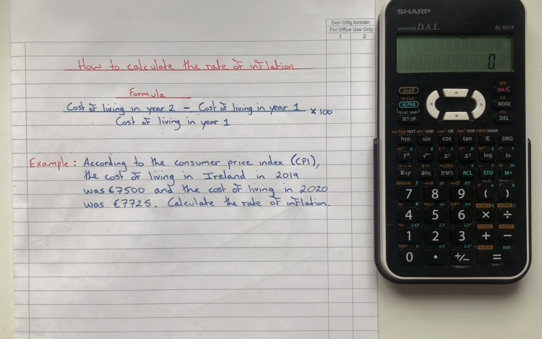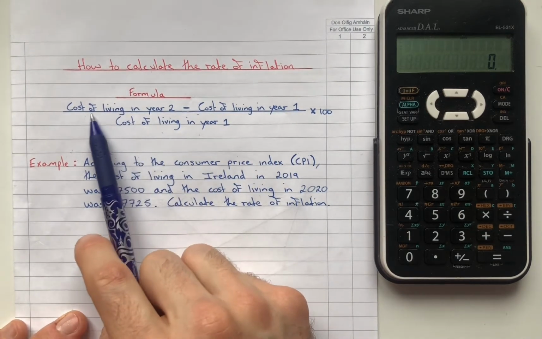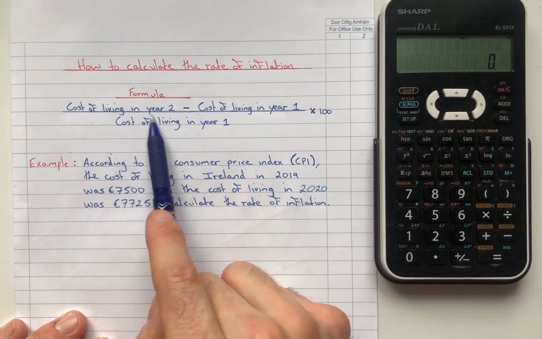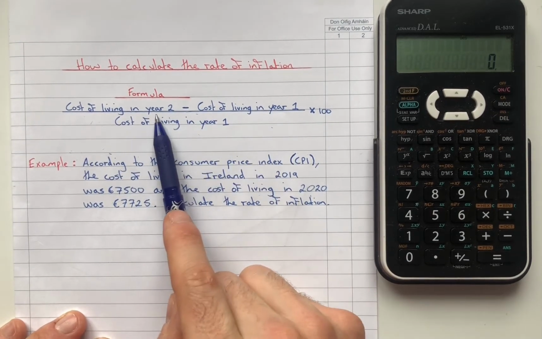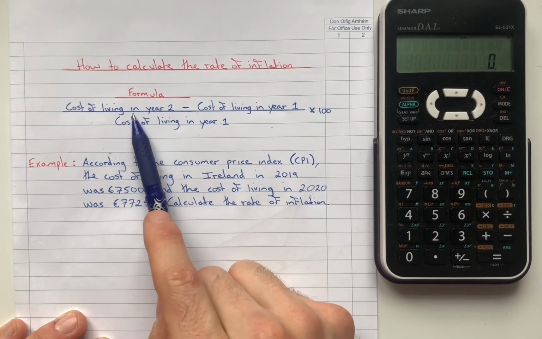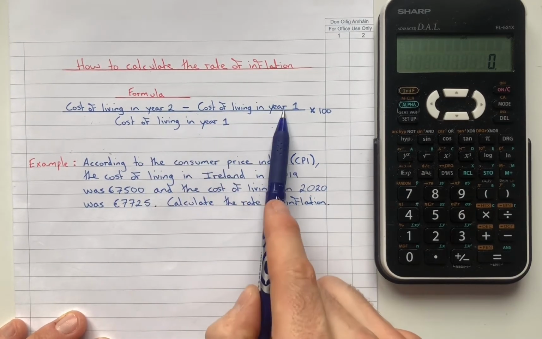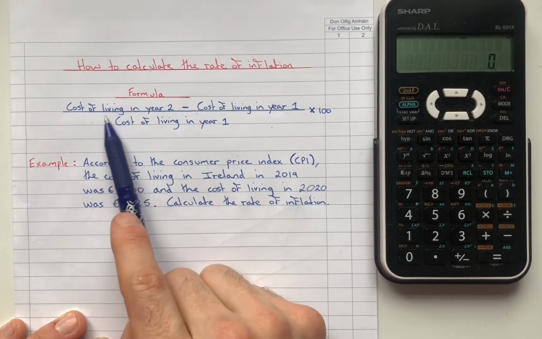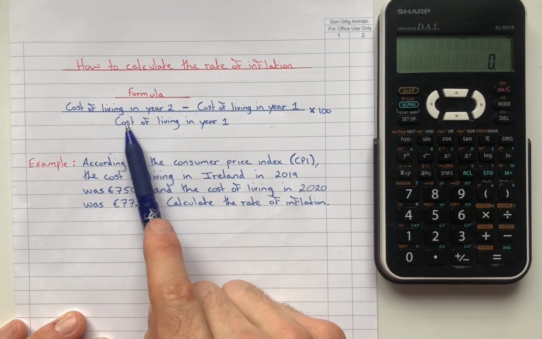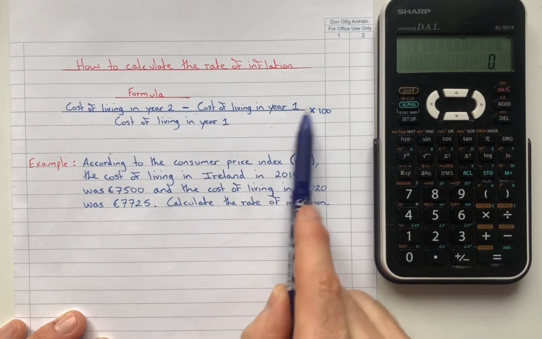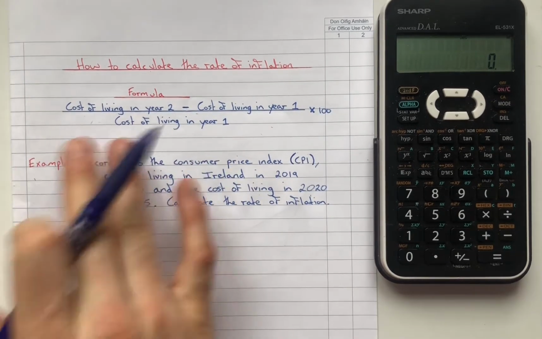The rate of inflation can be calculated using the following formula. Cost of living in year 2 minus the cost of living in year 1. Basically, what it cost this year to live minus what it cost last year to live. So the cost of living in year 2 minus the cost of living in year 1, over the cost of living in year 1, multiplied by 100.